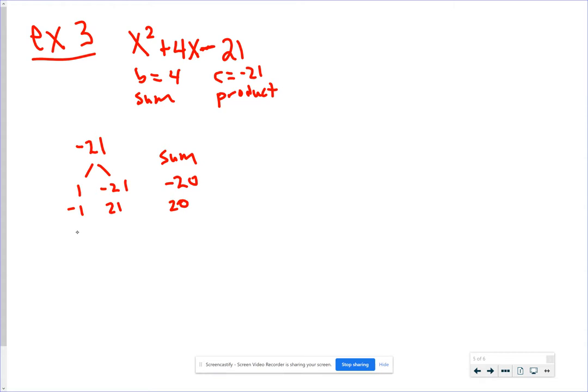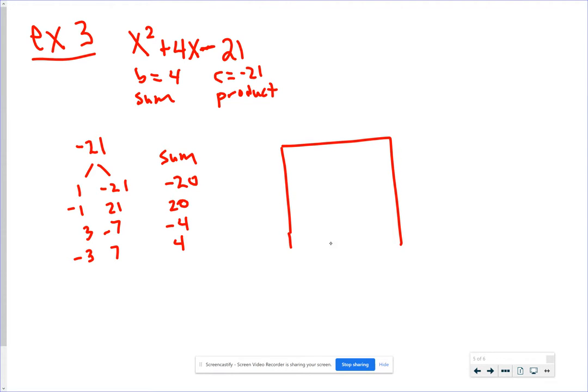I am going to do negative 3 and 7, or I could do positive 3 and negative 7. Maybe I'll try that one first because I want to show you something that happens here. Positive 3, negative 7. That sum is negative 4. Okay, I'm almost there. I need a positive 4. So if I just switch them to the negative 3 and the positive 7, that will get me the 4 that I need. There's the one we want.